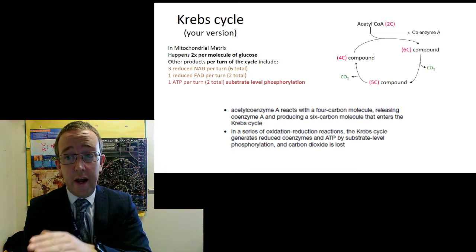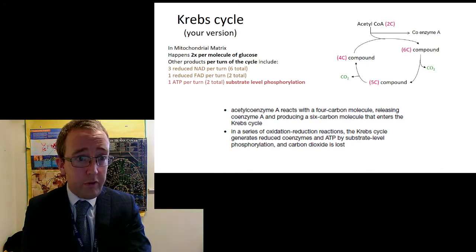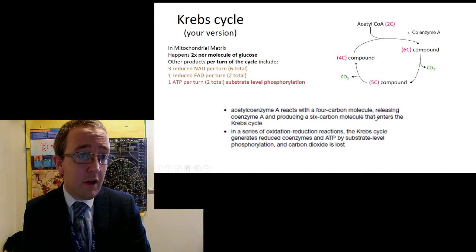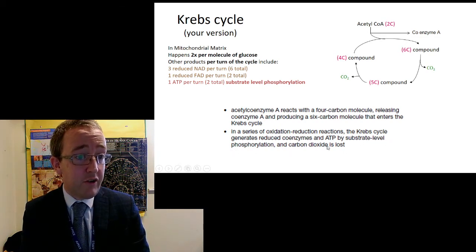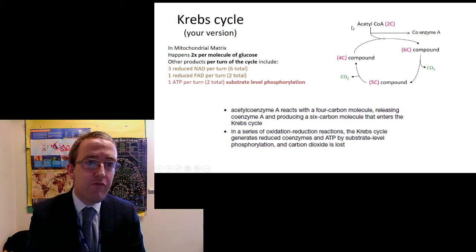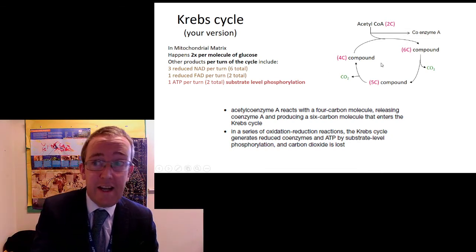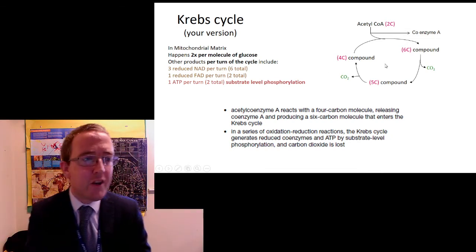Okay, so acetyl coenzyme A reacts with the 4-carbon molecule. This is the syllabus, releasing coenzyme A, producing a 6-carbon molecule that enters the Krebs cycle. In a series of oxidation and reduction reactions, the Krebs cycle generates reduced coenzymes and ATP by substrate level phosphorylation, and carbon dioxide is lost. So this really simple version here is enough, but I think we can do better than that.